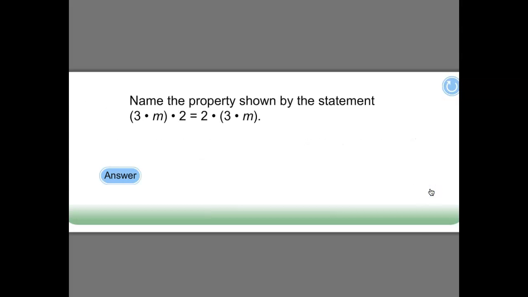If you look at another one, we have name the property: 3 times m times 2 is the same as 2 times 3 times m. This time, if we look at the grouping, it actually stayed the same. We have 3 times m in parentheses there, and we also have 3 times m in parentheses there. However, my 2 no longer comes first. And since we're multiplying, this will work, and we will get the commutative property because we moved the numbers. Commutative, we move the numbers.